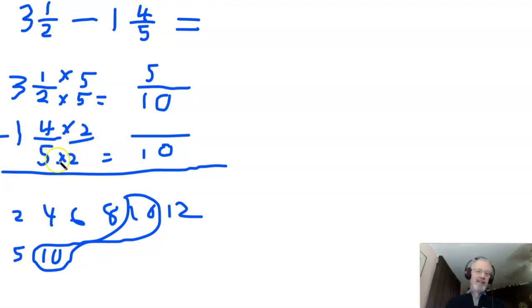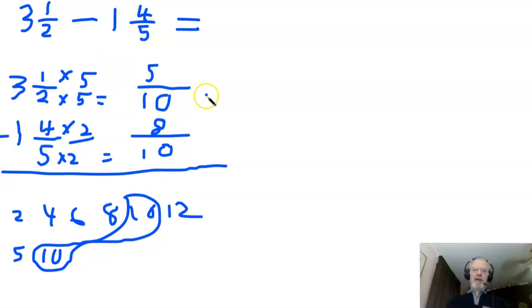And again, why that's legal is that 2 over 2 is 1 whole. And if I multiply something times a whole, it stays the same. Same thing up here. 5/5 is a whole. So 5/10 is the same as 1/2. All right, so 4 times 2, I just happen to know, is 8. So now I have 5/10 minus 8/10. Actually, I have 3 5/10 minus 1 8/10.